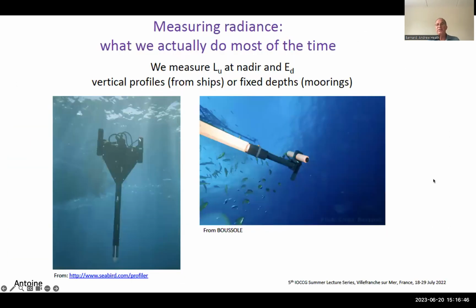What we mostly do most of the time for ocean color validation is use a profiling system. We're typically measuring downwelling irradiance on one head and upwelled radiance on the other head. Or we do this a lot from moorings, as well as the one configuration I talked about, putting your deck reference sensor to measure the incoming downwelling irradiance just above the water surface.